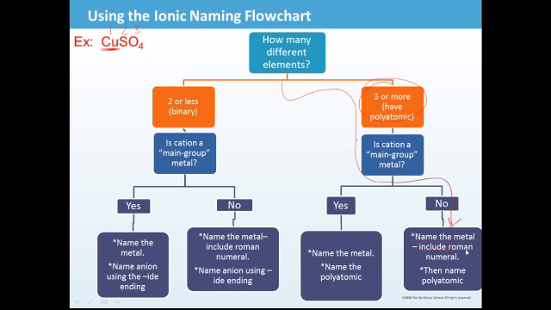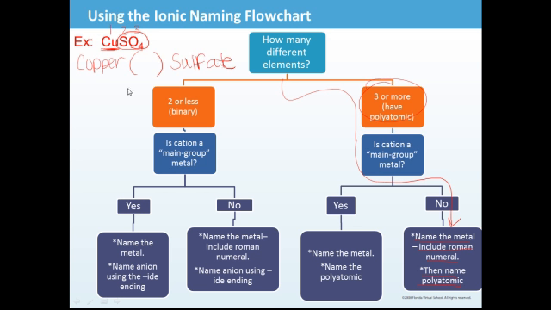So I'm going to name the metal, include the Roman numeral. So Cu is copper, so I'm going to name it copper. I have to figure out the Roman numeral, and then I'm going to name the polyatomic ion. SO4 is the polyatomic ion sulfate. Once again, I'm going to just use that polyatomic ion list.